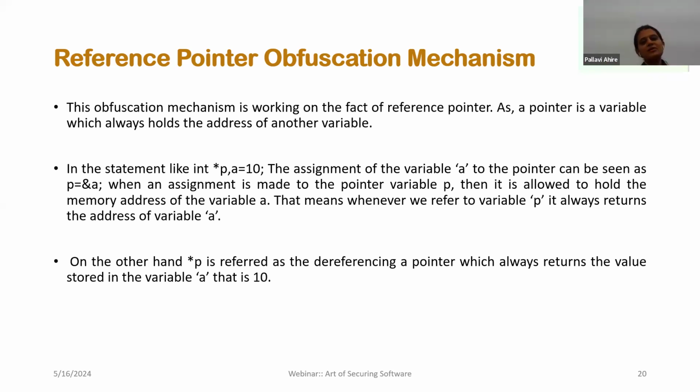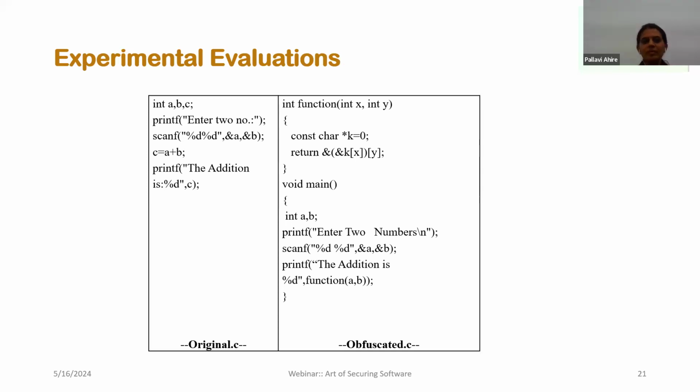So let us start with some of these mechanisms, in which I would like to explain the first mechanism as a reference pointer obfuscation mechanism. Before I explain this particular mechanism to you, please observe this code, this is the experimental evaluation. Now look at my original code. My original code has three variables as integers a, b, c. I will accept two variables from the user as a and b. I will add them and store the result in c. And I will display the addition.